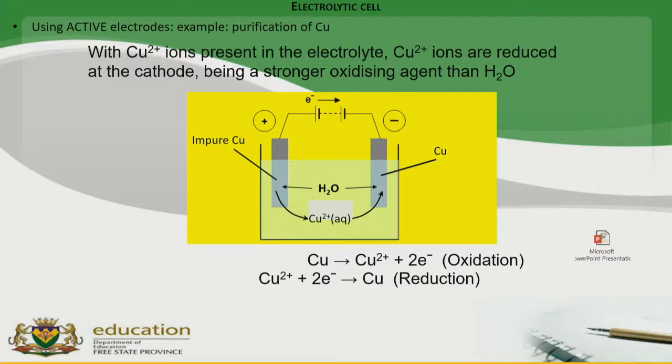The rate at which copper is oxidized to copper ions equals exactly the rate at which copper ions are reduced to copper. Therefore, the concentration of the electrolyte will remain constant. Therefore, your final reaction is Cu plus Cu2+ forming Cu2+ plus Cu.